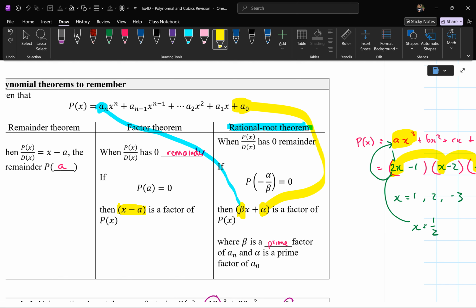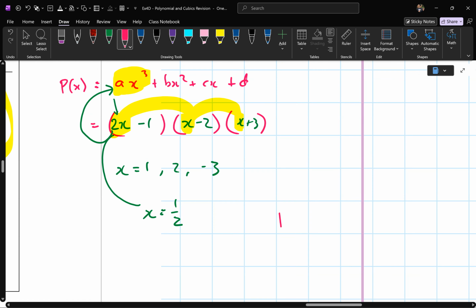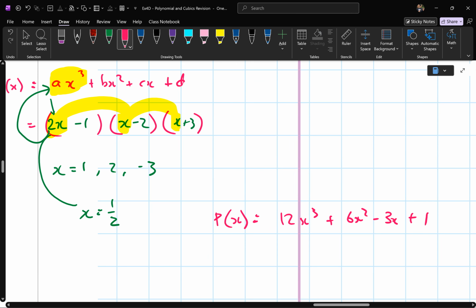So why is this important? Because when you get a polynomial where I'd say like 12x cubed plus 6x squared minus, I don't know, 3x plus 1, I'm going to do a plus 1. See that 12?